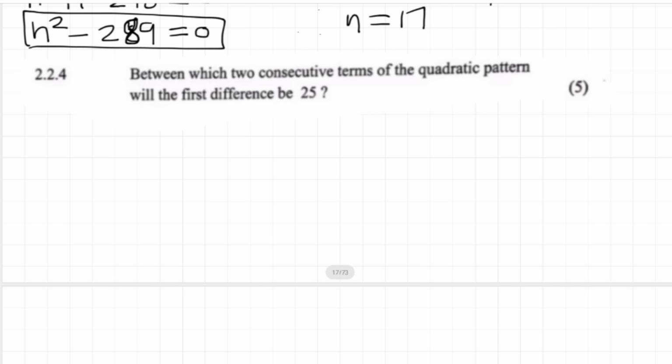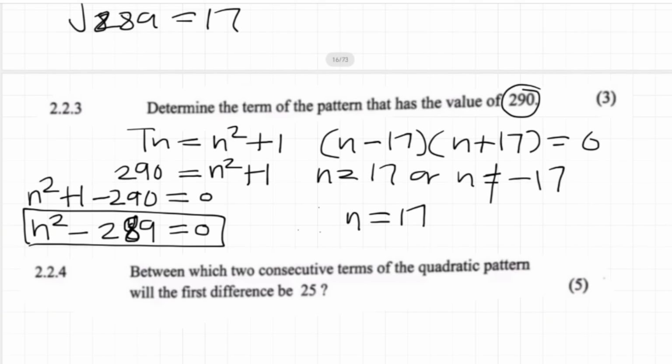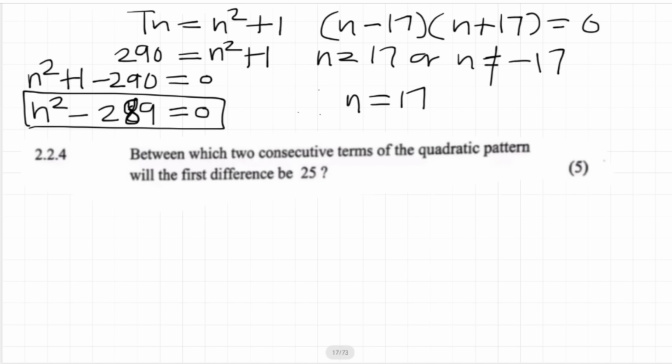2.2.4, they say between which two consecutive terms of a quadratic pattern will the first difference be 25? So what is happening here? Look at this. They want two consecutive terms. Consecutive means the terms that are following each other, for example, 2 and 3. These are consecutive terms because they're following each other. So they want two terms on the quadratic pattern whose difference is going to give you 25.